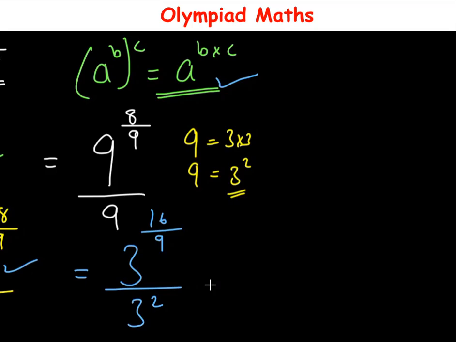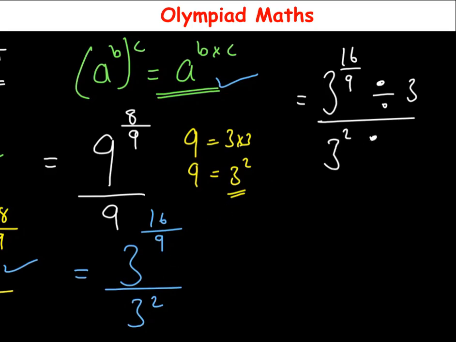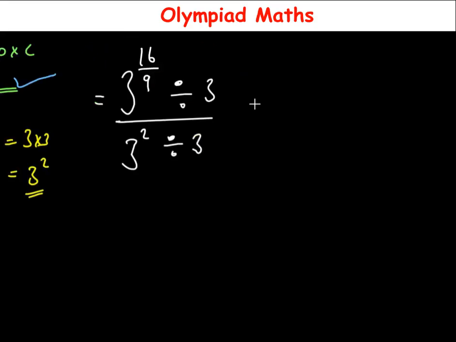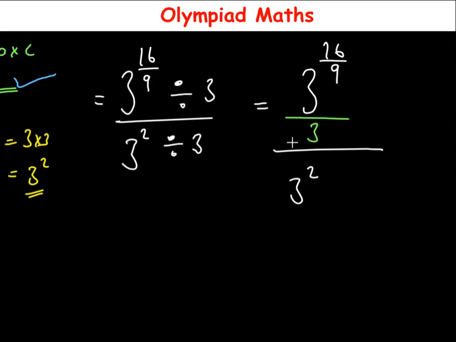So the next thing we're going to do is to divide the numerator and also the denominator by 3. So this becomes 3 raised to power 16 over 9, then divided by 3. Also, apply the same thing to the denominator. We have 3 squared, then divided by 3. All over, we have 3 squared, then divided by 3.